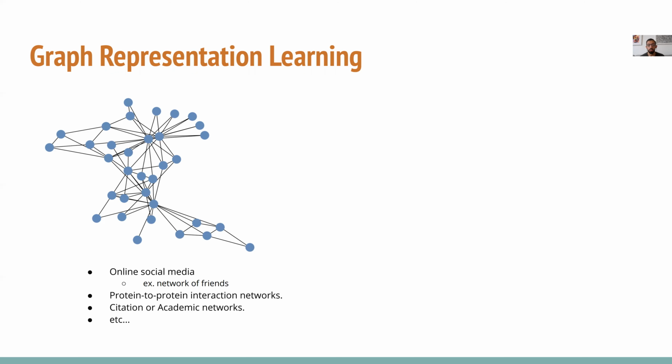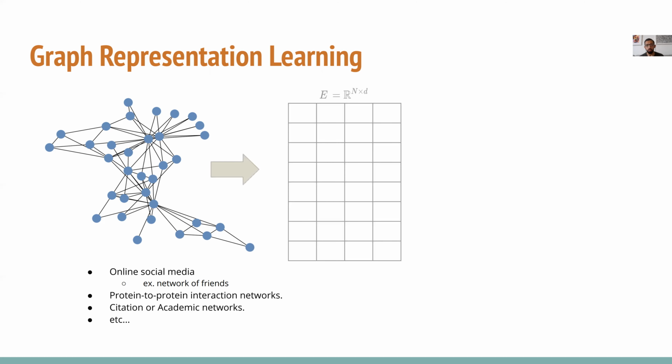So we have a lot of graph examples around us, and graph representation learning is actually trying to learn a meaningful representation for each node. So how does it work? We try to learn this matrix you see over here, and this matrix consists of n, which is the number of nodes in the graph, times d. D is the dimension that we choose for our representation.